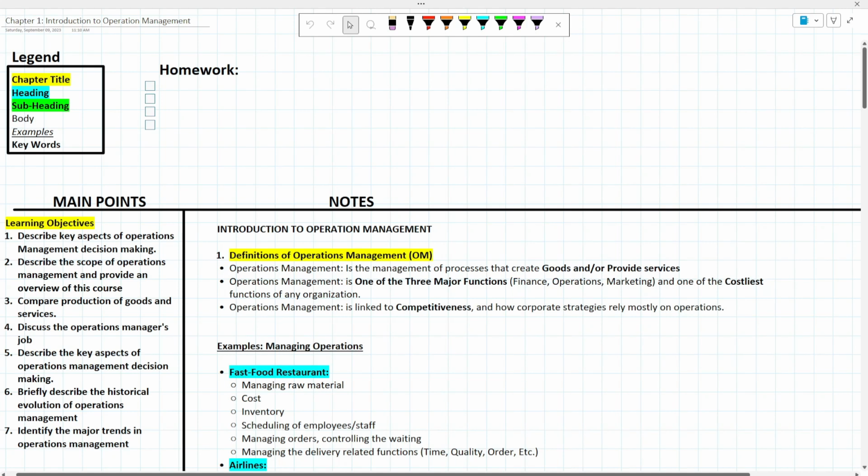Hey guys, today I'm going to be doing COMM 225 Chapter 1, Introduction to Operation Management. So the legend: anything already highlighted in yellow is our chapter title. In blue underneath that is our heading for that chapter, and in green is our subheading. So you can see learning objective 1 will be in yellow, and 2 will also be highlighted in yellow.